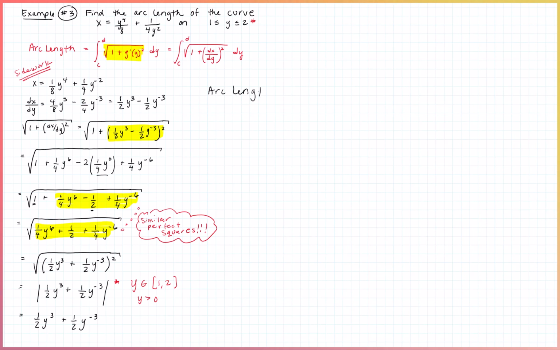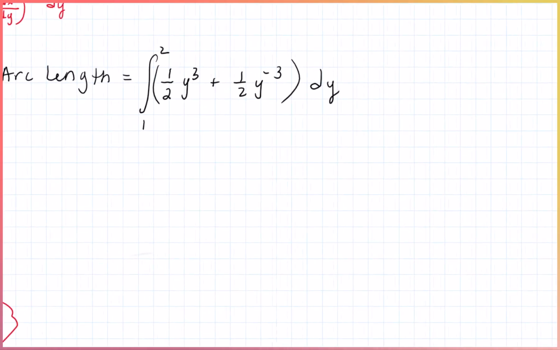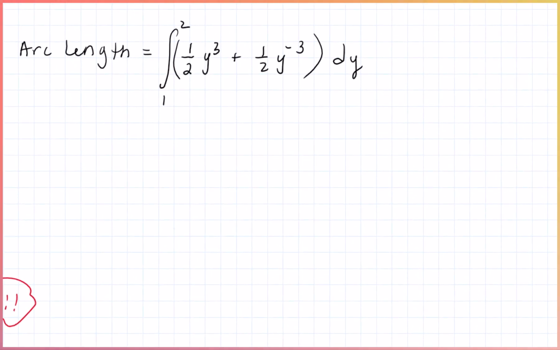So the arc length is simply going to be the integral from 1 to 2 of what we just found right here. I'm going to circle it. We just figured out that the square root of 1 plus dx dy squared is equal to this nice simplified version. So the arc length has to be the integral of 1/2 y to the third plus 1/2 y to the negative third with respect to y. Now I'm going to zoom in there so we can actually do that calculation. It's not tiny on the screen.